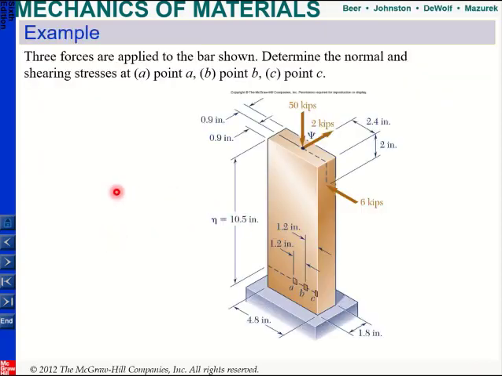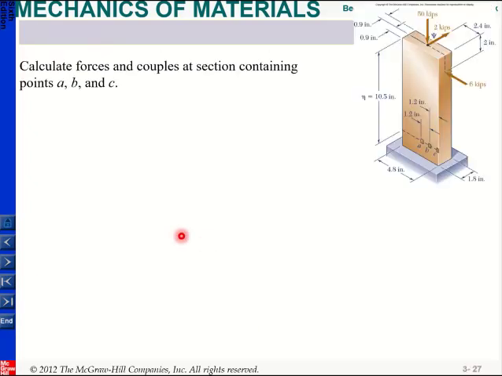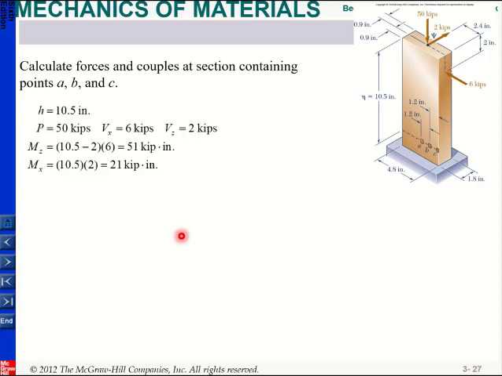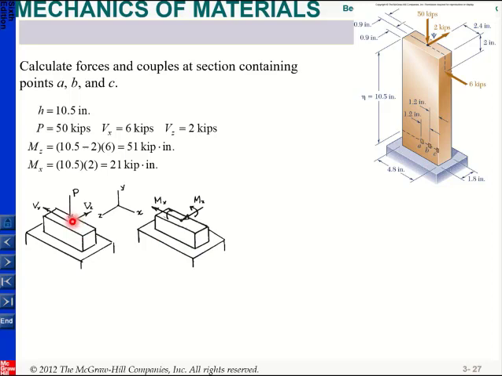So this is another example again for combined loading, and this time I have a rectangular cross section and we applied 3 forces and we want to find the normal and shearing stresses at points A, B and C. The first thing we will do is cut at the plane that contains these points, and then we will move all these 3 forces to the centroid. So when we do that, we will move everything to our centroid.